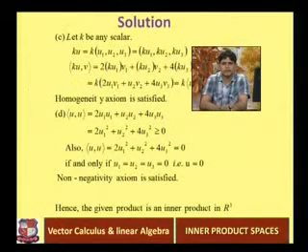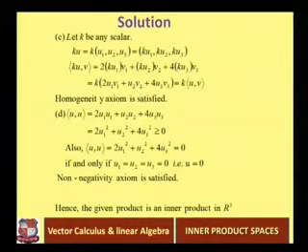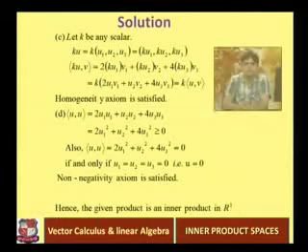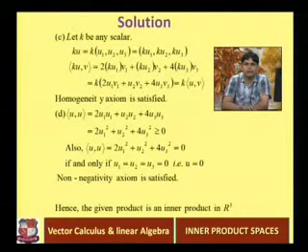Now go for the third property. For that we have to choose one scalar, let k be any scalar, and we need the components of the vector ku. So for that we multiply k into the vector u. The resultant is given by k times u1 comma k times u2 comma k times u3.